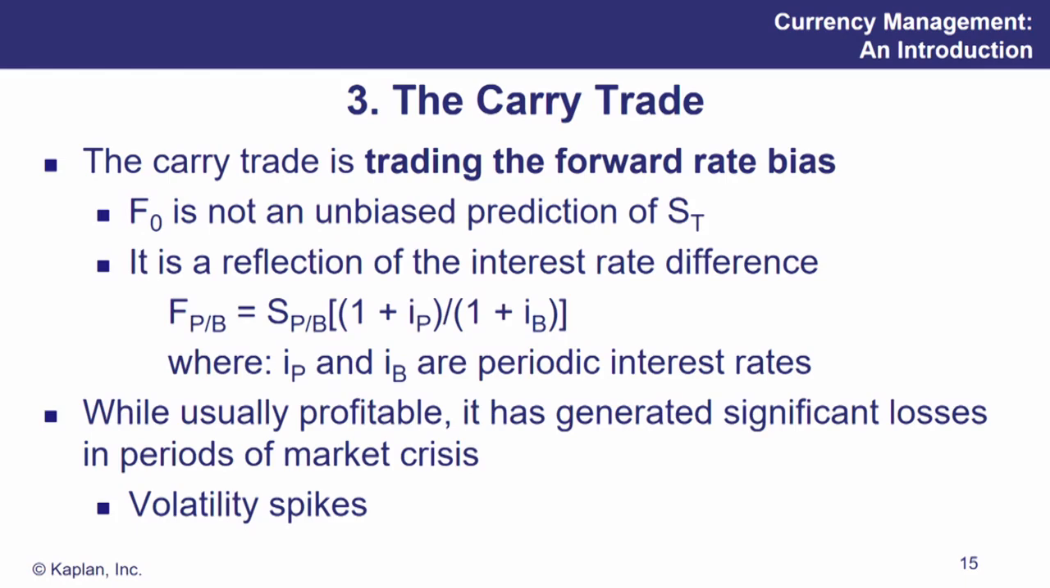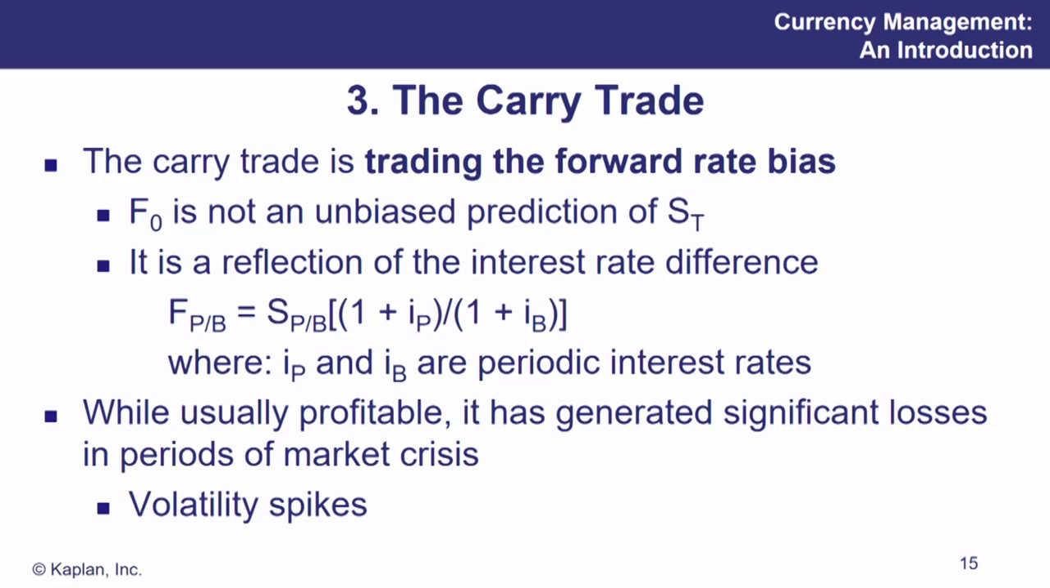So how do we go about doing this? So what we're doing here is we're trying to trade on the forward rate bias. So the forward price, F0, I should say, instead of futures in this case, is not an unbiased prediction of the spot rate at time t. It's going to be a reflection of the interest rate differential.